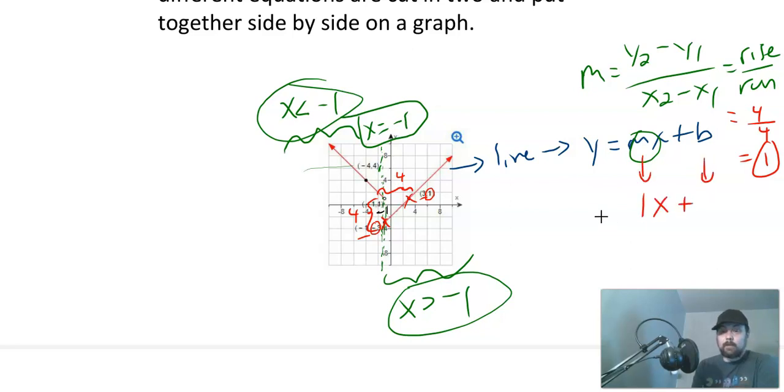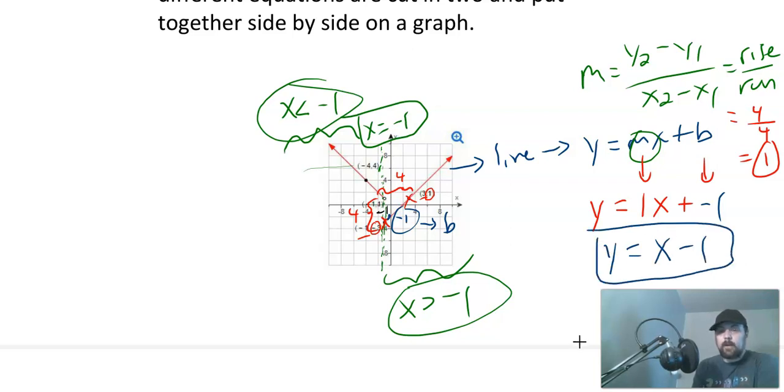B is the y-intercept, which sometimes you have to calculate, but when you're given the graph, you might be able to just see it in the graph, right? So the y-intercept here, if you look, is at -1. That's my value for B. And so B is -1 here. So I get y equals x minus 1 when you simplify that. That's the equation for the line on the right-hand side of this piecewise function.